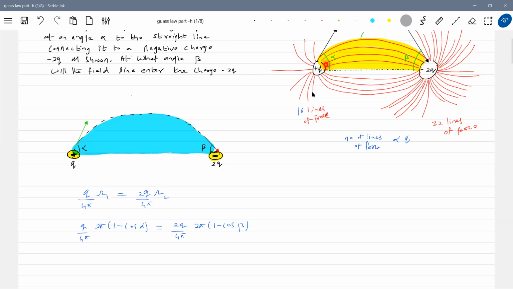So how to explain the number of lines? For a full spherical surface, what is the solid angle? 4 pi. So lines of force per unit solid angle into this much of solid angle. What is the solid angle here? 2 pi into 1 minus cos alpha will become the solid angle subtended by the tube at Q.